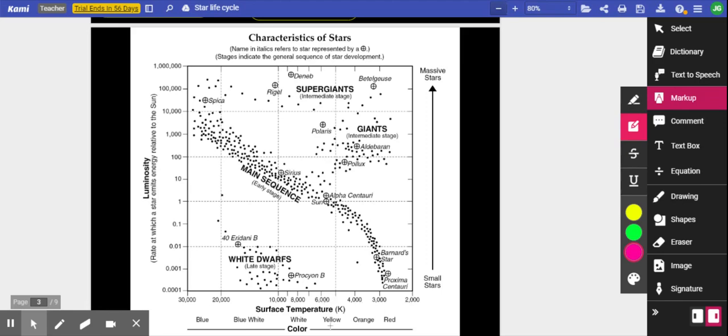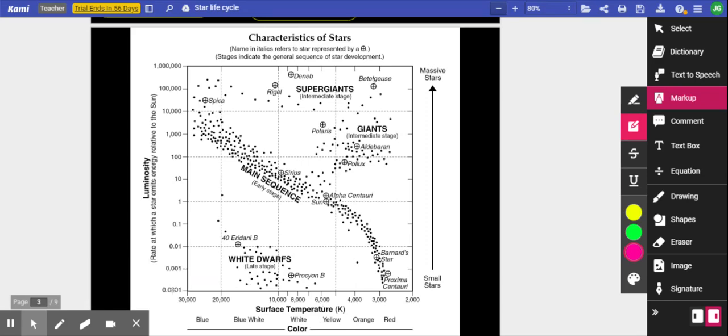Notice the color of a star is determined by its temperature. So cooler stars are more of a red-orange color. Medium temperature stars are more of a yellow-white. And the hottest stars are blue. So temperature is directly related to color. A star's temperature corresponds with its color.